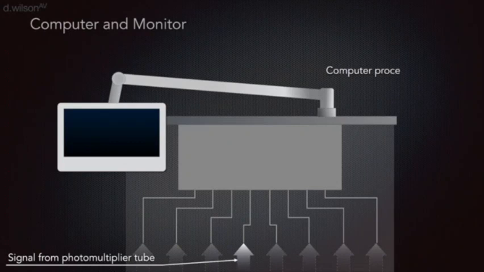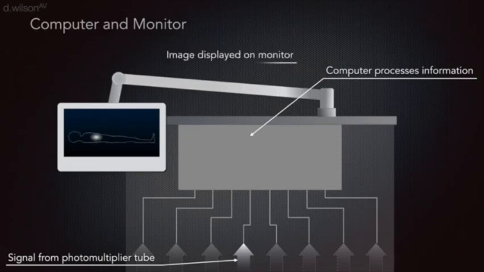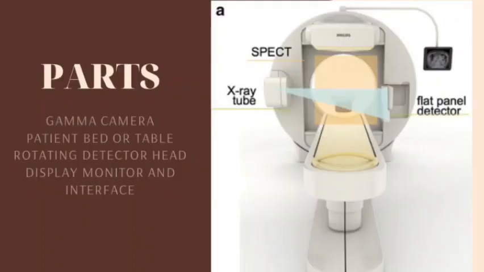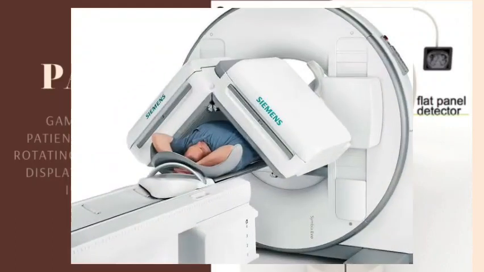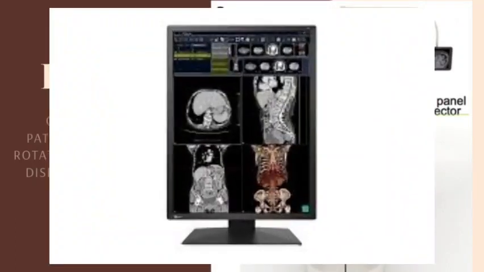Hotspots, or areas of increased uptake, called dark spots or photopenia, or areas of decreased uptake, may indicate pathology such as arthritis, infections, tumors, and fractures. Here are its parts: gamma camera, patient bed or table, rotating detector head, display monitor, and interface.